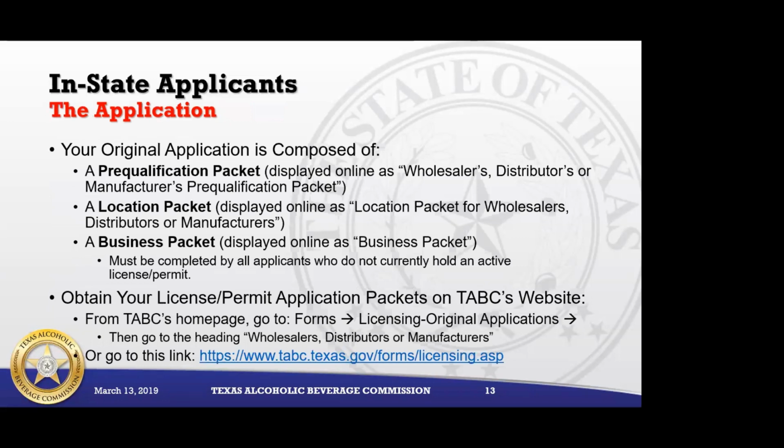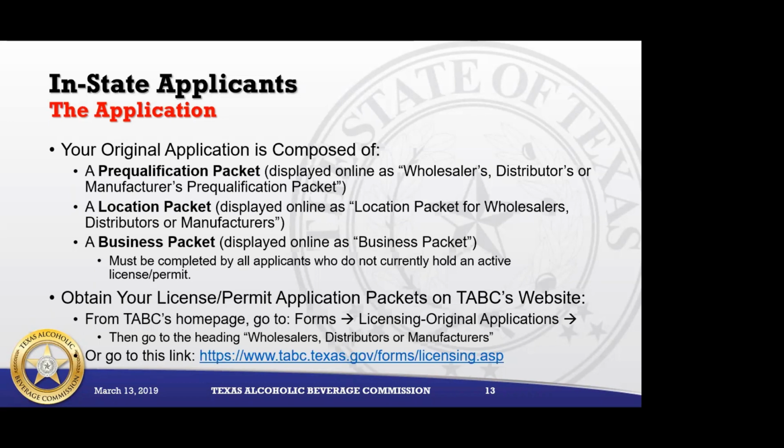Okay, the original application for in-state manufacturers consists of 3 application packets. We have the pre-qualification packet, which is named the Wholesalers, Distributors, and Manufacturers Pre-Qualification Packet. We have the location packet for wholesalers, distributors, and manufacturers, and we have the business packet. The business packet is only completed by applicants who do not hold a current and active license and/or permit issued by TABC.